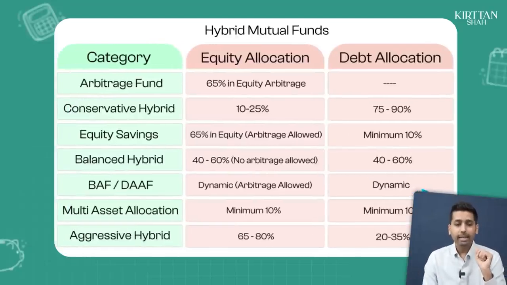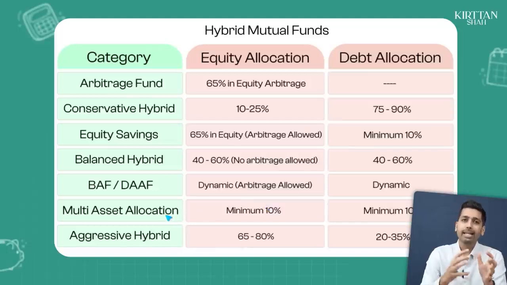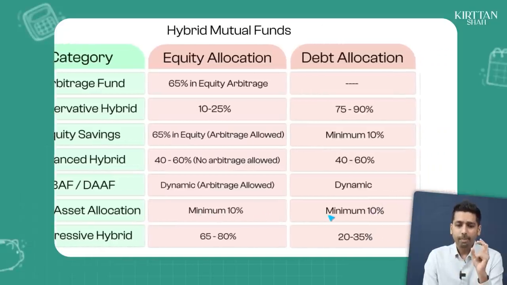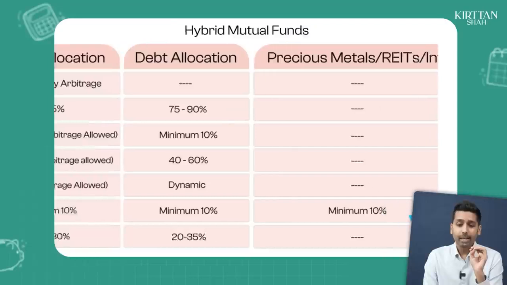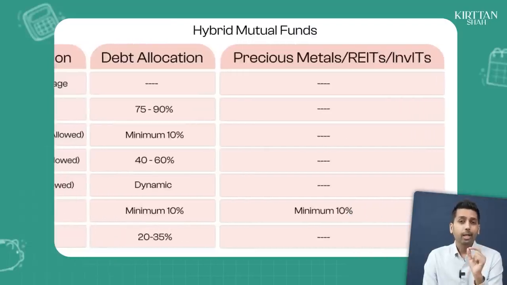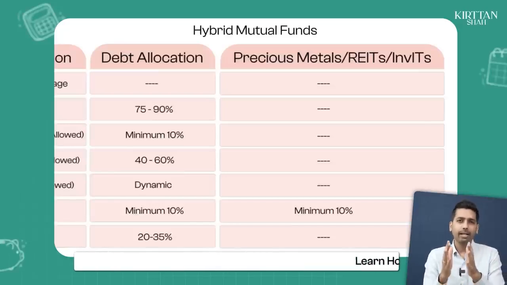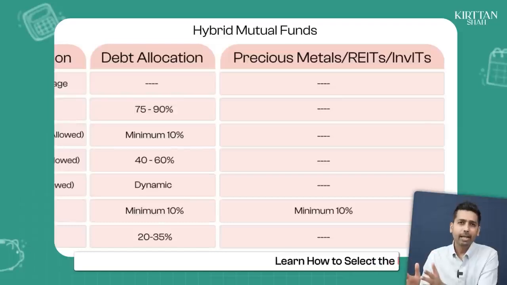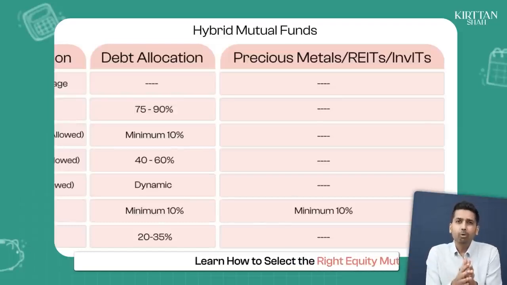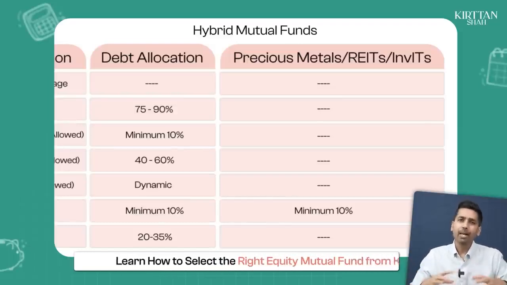The most popular category, which has now become popular, is the multi-asset allocation fund. Why is it popular? Because you look at the requirement: minimum 10% in equity, minimum 10% in debt, and minimum 10% in alternates. So this is the only product which allows the fund manager to take position in precious metals also, like the gold and silver, which means after the fund manager has kept a minimum of 10% in equity, 10% in debt, and 10% in precious metals, they can use the remaining 70% wherever they want.